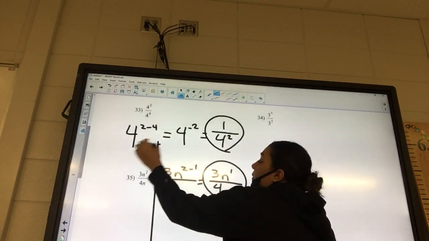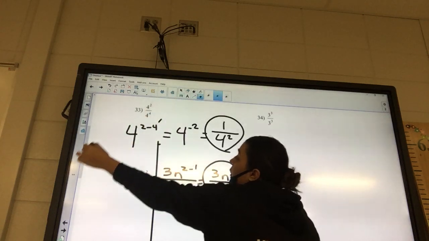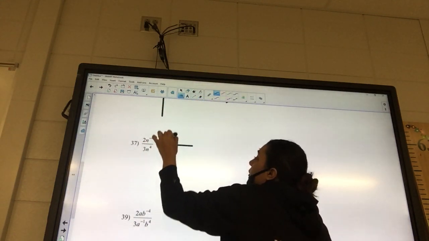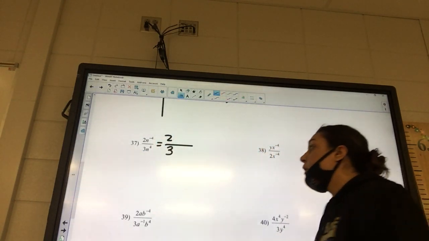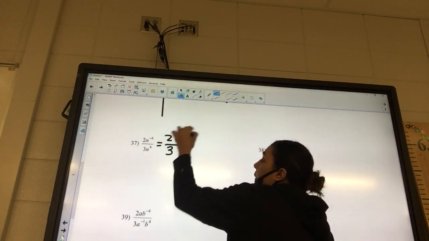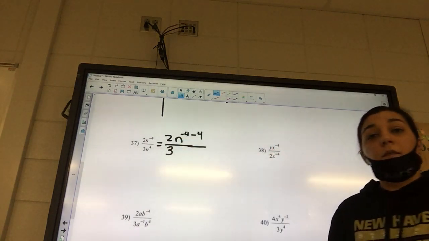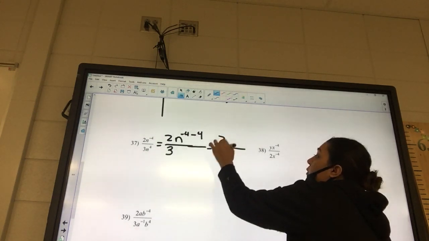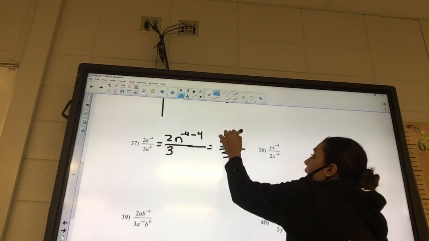Okay, 37. We leave our bigs where they're at. And then we subtract. So you got n to the top, which is -4, minus the bottom, which is 4. Okay, so you're going to have 2 over 3. -4 minus 4 is going to be -8.